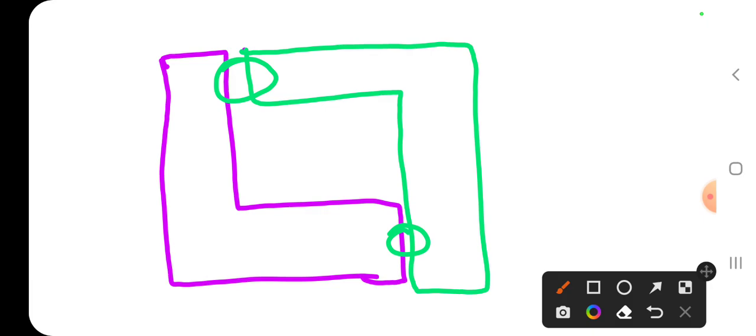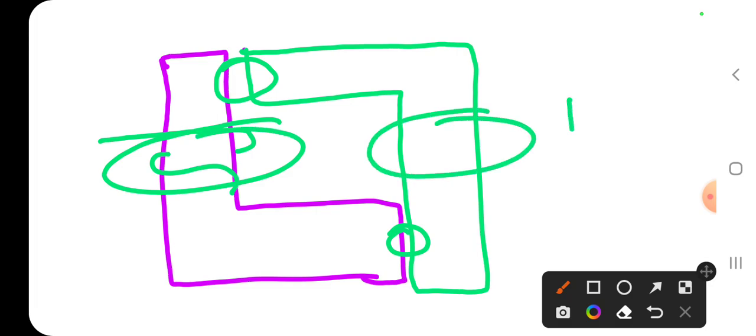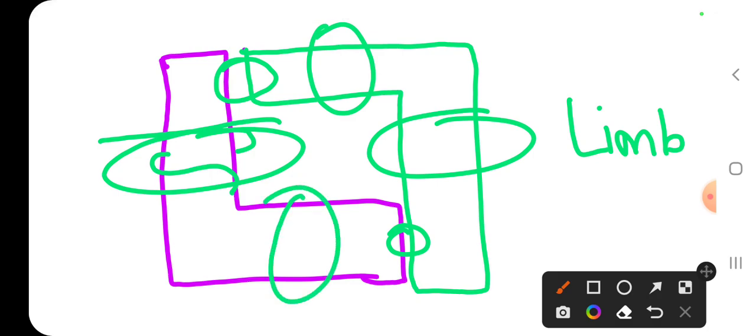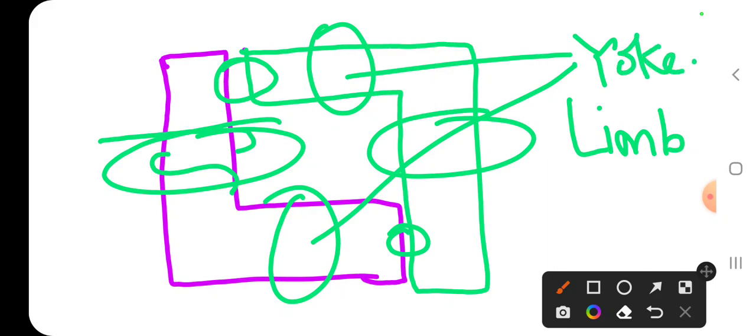The vertical portion on which the coil is wound is called the limb of the core. Here you can wind the winding. This is called the limb. Whereas the top and bottom horizontal portions are called yoke. These two are called yoke. And this is how we can construct the core type of transformer.